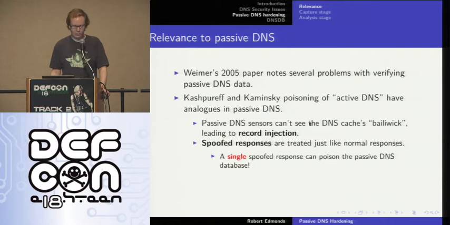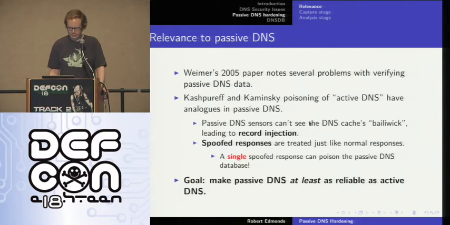And the problem with spoofed responses is that they're treated just like normal responses by the passive DNS sensor. And a single spoofed response can poison the passive DNS database. So this kind of worries us because it makes passive DNS databases sort of an unreliable tool if an attacker explicitly wants to target a passive DNS database. So anyway, we'd like to make sure that passive DNS is at least as reliable as active DNS as far as resilience to cache poisoning goes, for whatever that's worth, in order to avoid allowing passive DNS to itself become a target in addition to the DNS.